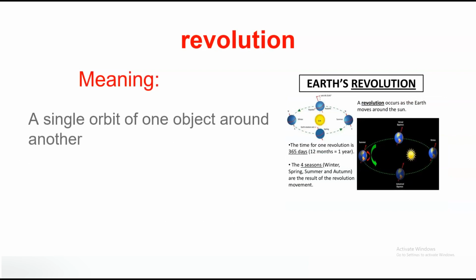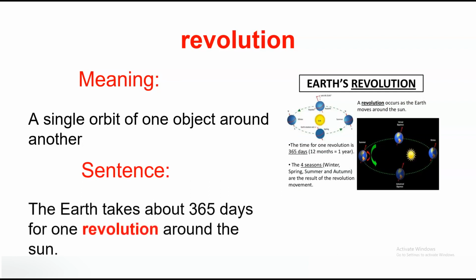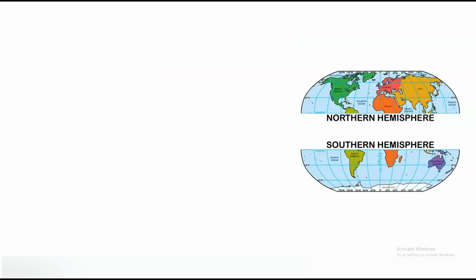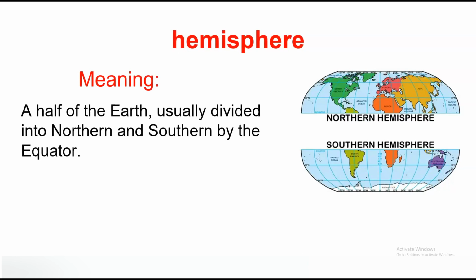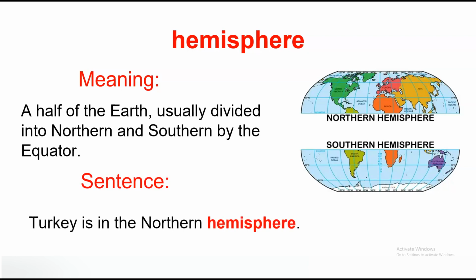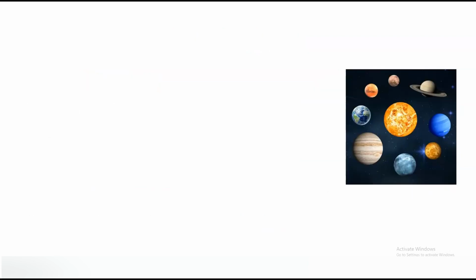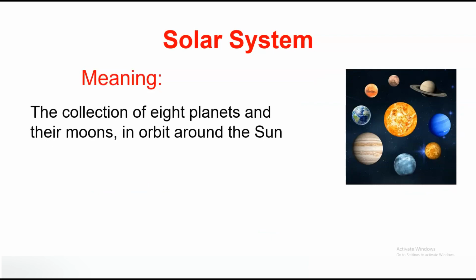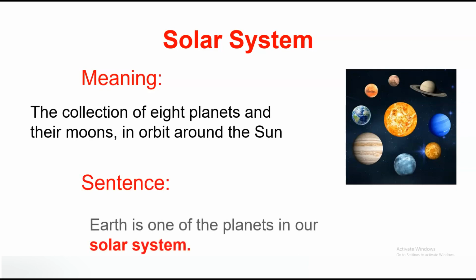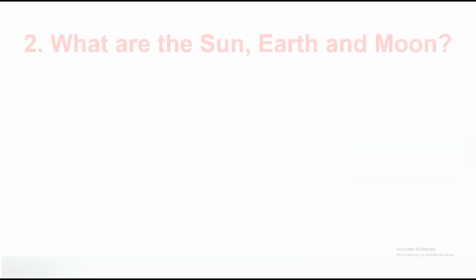Revolution, a single orbit of one object around another. The Earth takes about 365 days for one revolution around the Sun. Hemisphere, a half of the Earth usually divided into northern and southern by the equator. Turkey is in the northern hemisphere. Solar system, the collection of 8 planets and their moons in orbit around the Sun. Earth is one of the planets in our solar system.